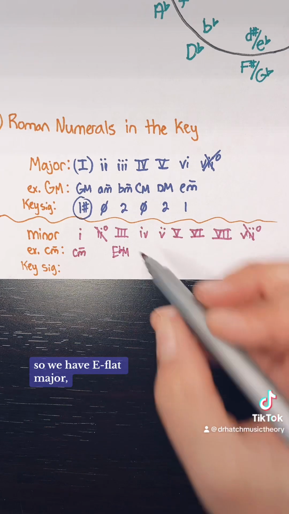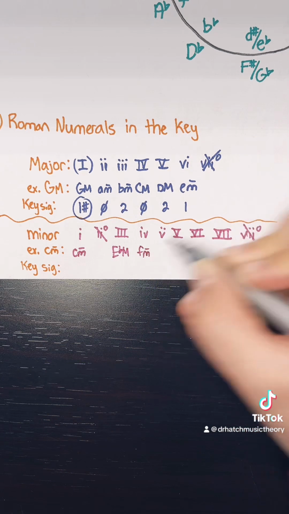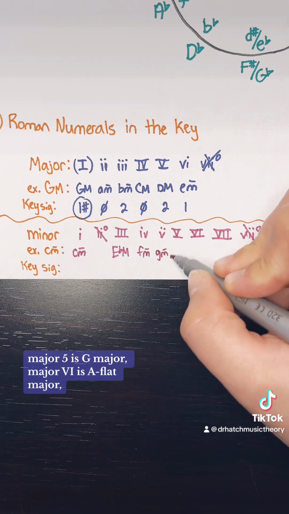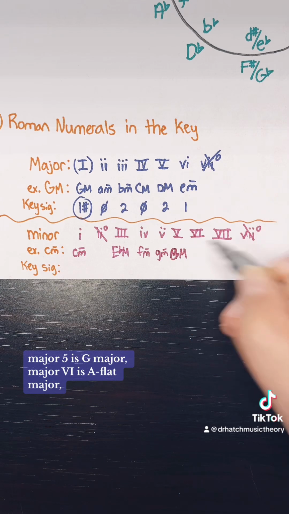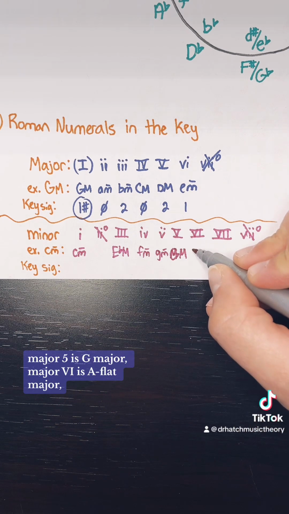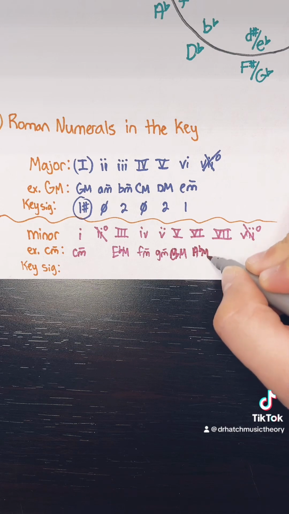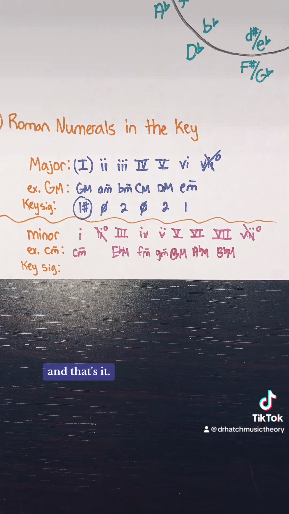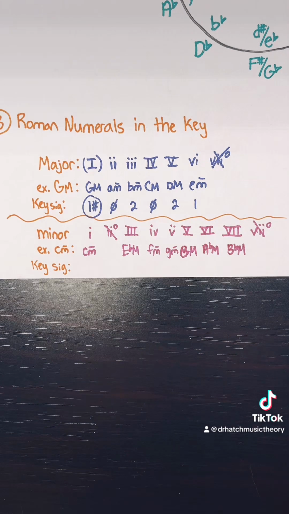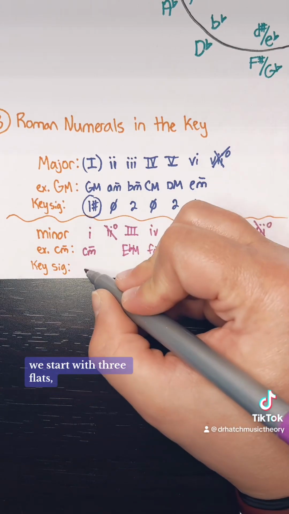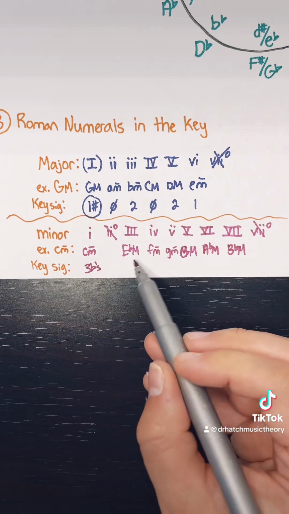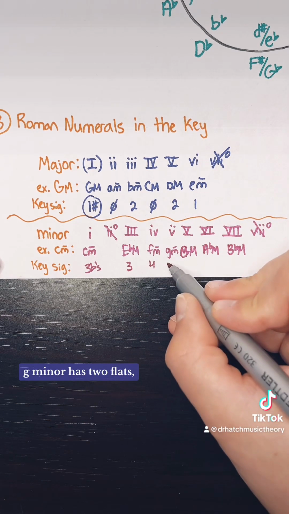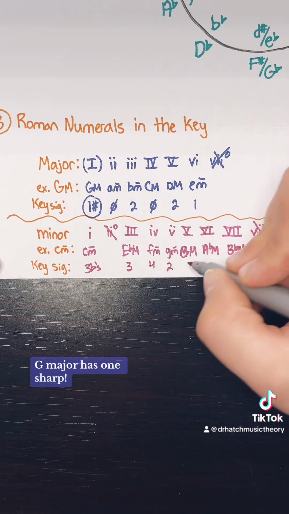So we have E flat major, next we have F minor, we have G minor, major 5 is G major, major 6 is A flat major, major 7, B flat major, and that's it. No 7 diminished. And those key signatures that are represented, we start with 3 flats. E flat major also has 3, F minor has 4, G minor has 2 flats, G major has 1 sharp.